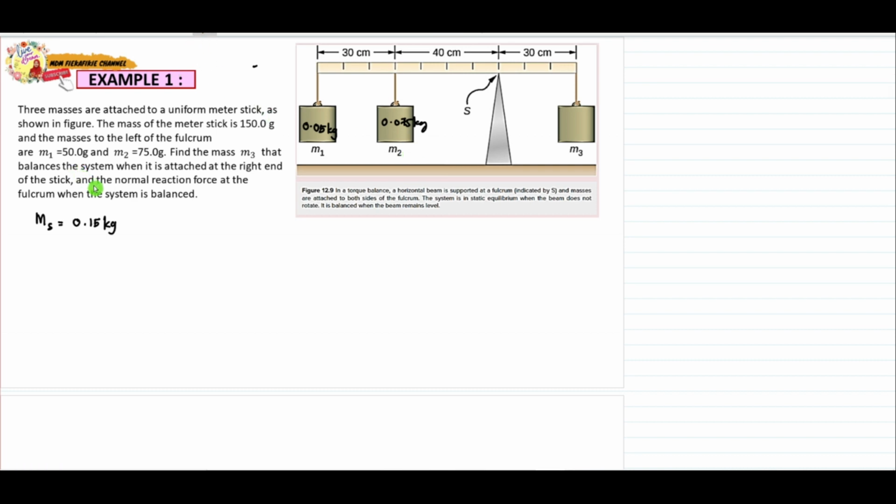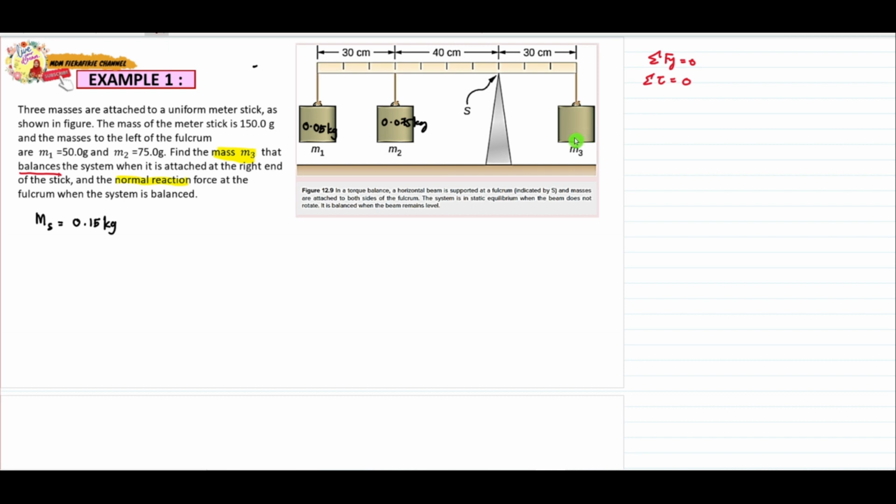Okay, so means that we want to find what is the mass of m3, and then we want to find the normal force at the fulcrum when the system is balanced. Okay, jadi perkataan balance ini menunjukkan this system is in equilibrium. Means that total force in Y component is equal to 0. Okay, and then total torque is also equal to 0. Saya tengok dalam sistem ini tiada force in X direction ataupun in X component.